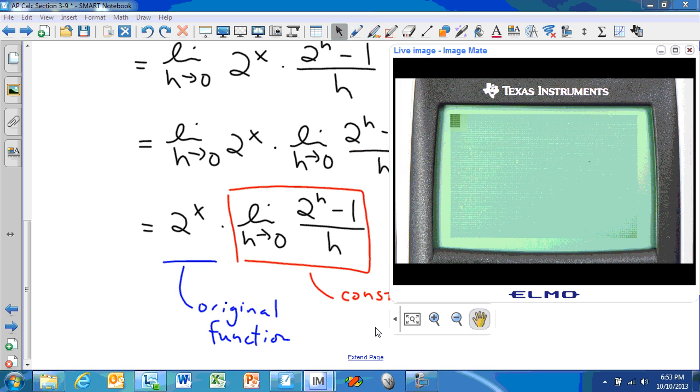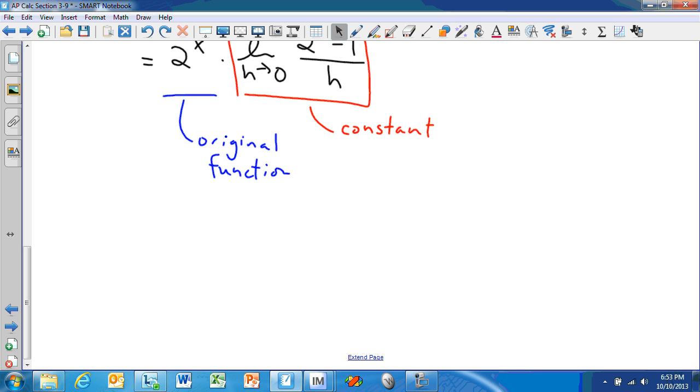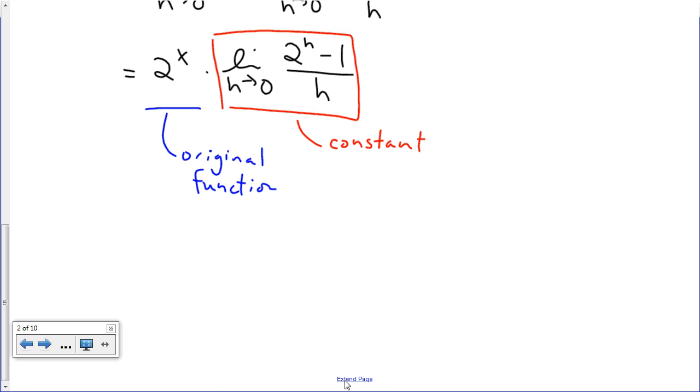But it turns out that if we calculate the natural log of 2, which is the base of our exponential function that we started out with, that turns out to be 0.693. It is not a coincidence that that's the number that we're approaching. It turns out then that this limit here that we've outlined in red is actually equal to the natural log of 2. So it turns out this is equal to 2 to the x times the natural log of 2.